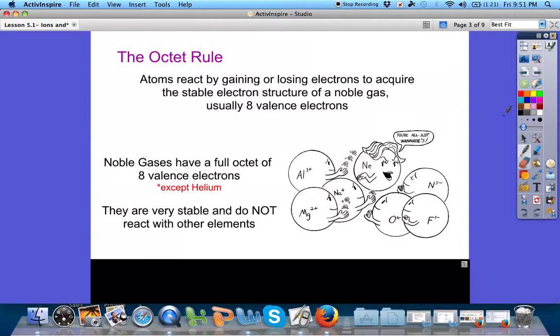The octet rule we've already mentioned, but in a little bit more detail. The octet rule says that atoms react by gaining or losing electrons to acquire the stable electron structure of a noble gas. This usually means having 8 valence electrons. Noble gases have a full octet of 8 valence electrons in the outermost S and P sublevels.